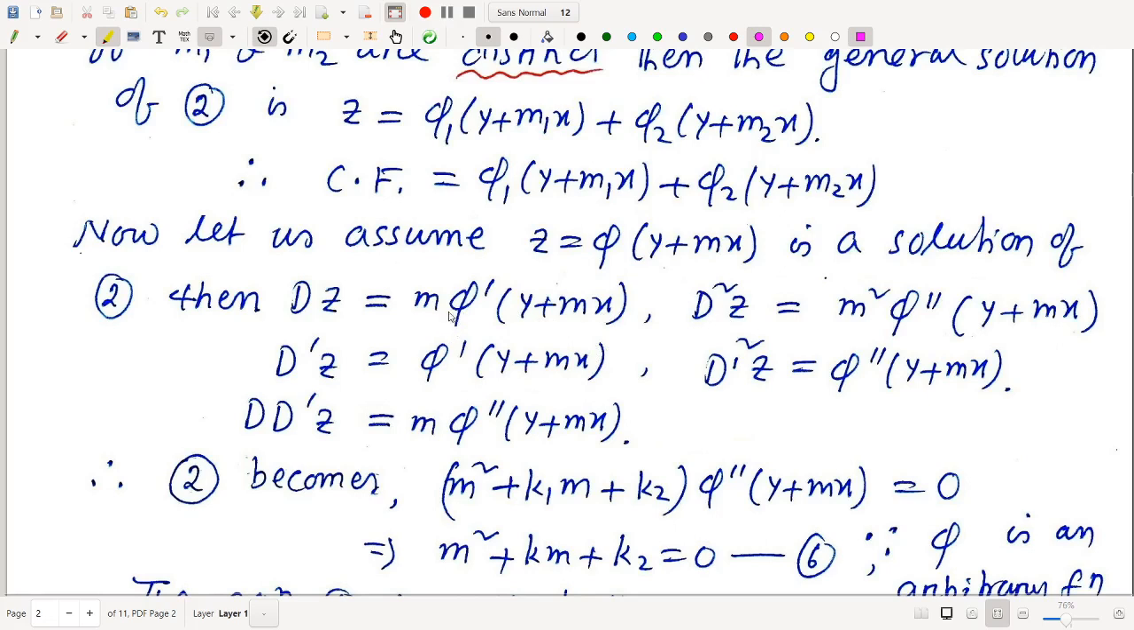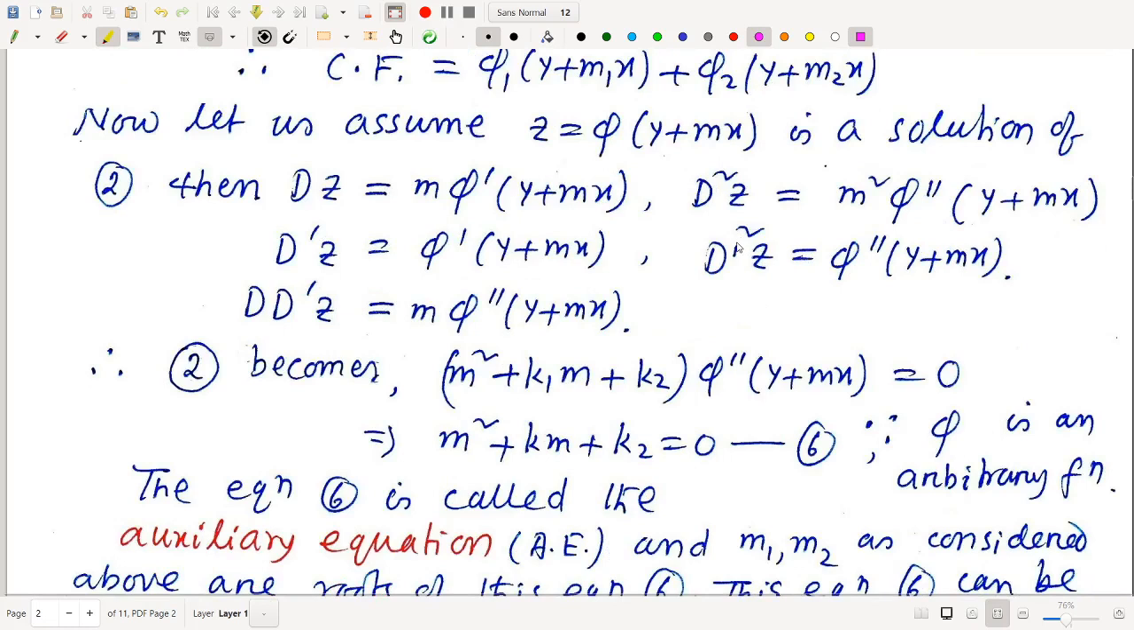D²z means its derivative with respect to x: φ', and then the derivative of y + mx with respect to x is m. Then D²z, the second derivative with respect to x, will give another m, so φ''. Then D'z, the derivative with respect to y, has coefficient 1, so it is only φ'(y + mx). D'² means again φ'', with coefficient of y being 1. But for DD'z, take D'z and differentiate with respect to x, m will come, so mφ''(y + mx). Therefore number 2 becomes, putting these values of z, Dz, D²z, DD'z, etc.